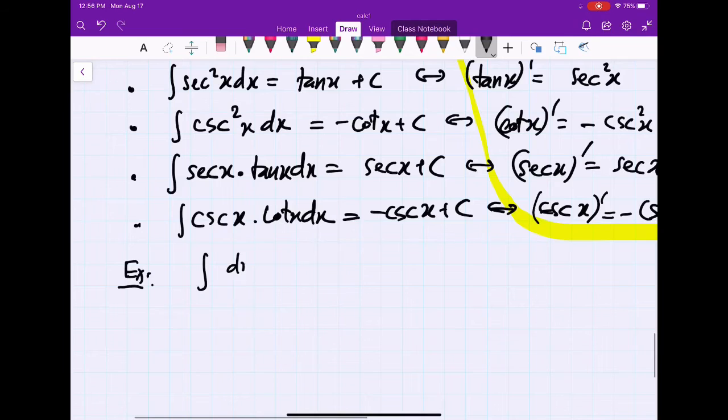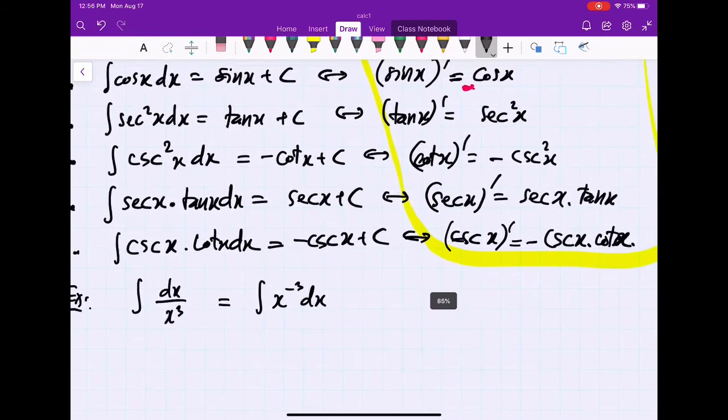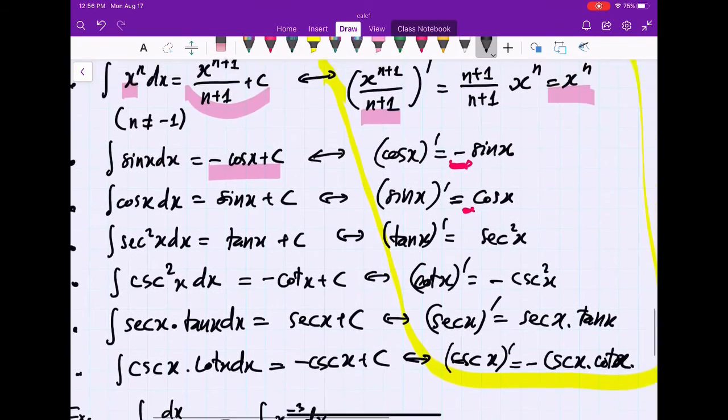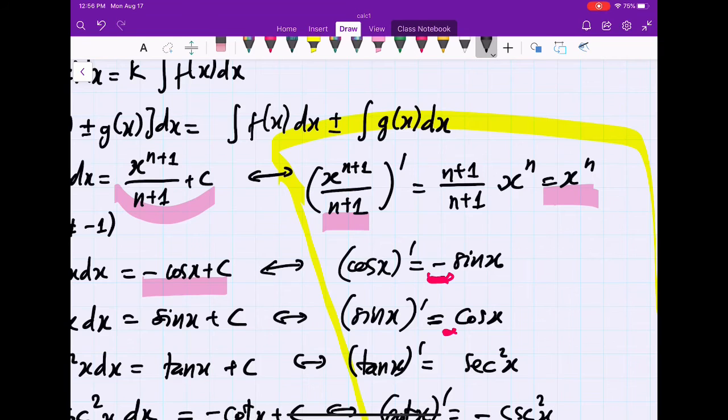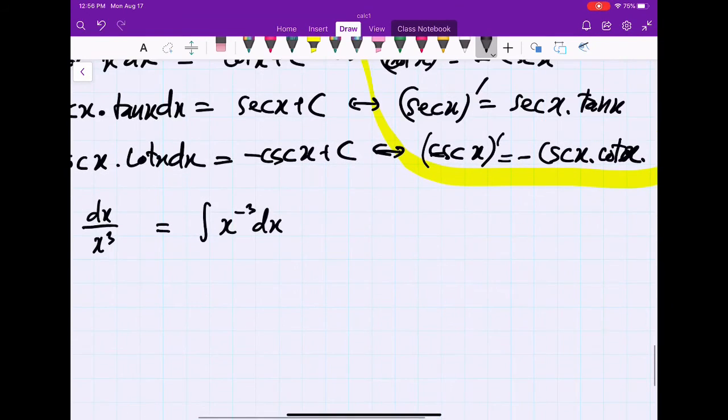First one, dx over x cubed. For such a function, I can rewrite it as the power function x to negative 3 dx, right? And we apply the power rule. The power rule says we just increase the power by 1 and divide by that new power. So I can write it like this: x to negative 3 plus 1 over negative 3 plus 1, plus c.